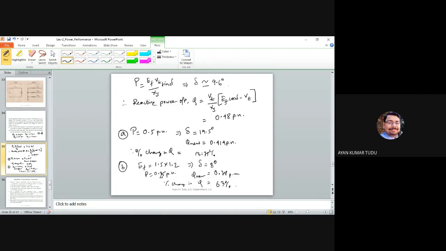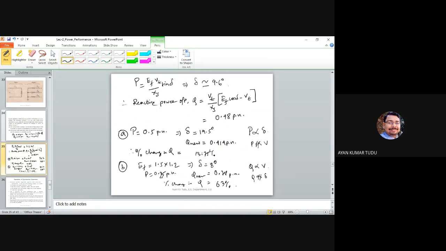Can you see the result from this? Can you infer one thing? In our previous class, we stated one thing, and I'm harping on this point again and again. We stated that P and delta are strongly coupled, and reactive power and voltage are strongly coupled. P and voltage are weakly coupled, and Q and delta are weakly coupled.